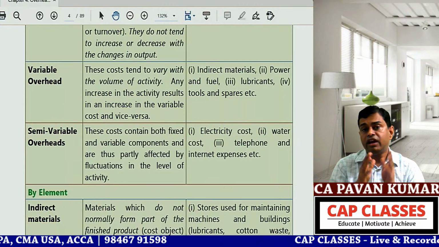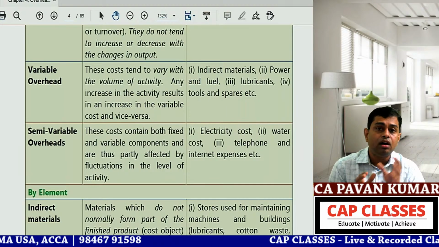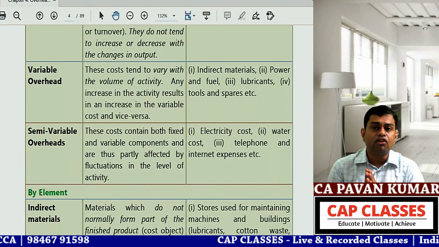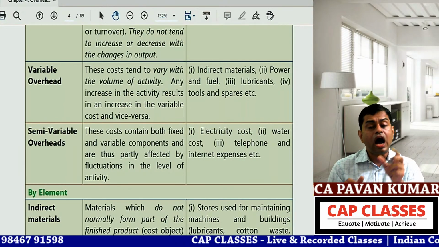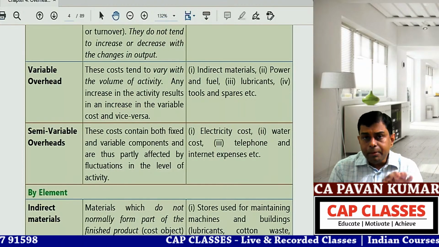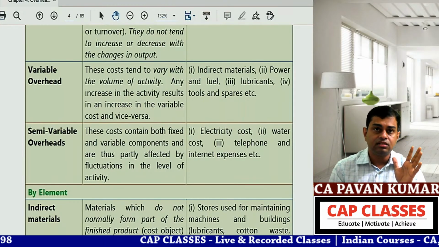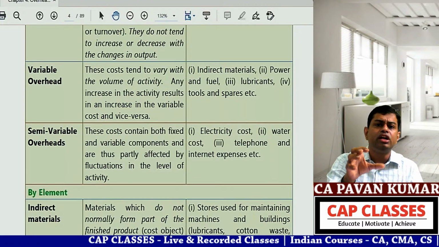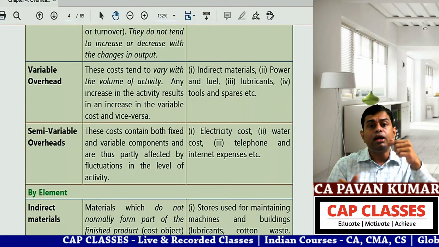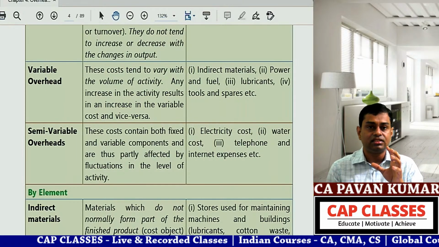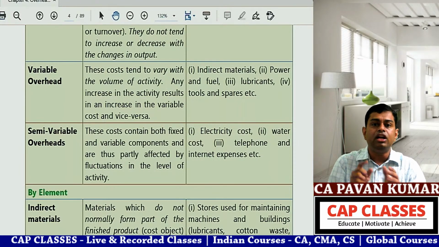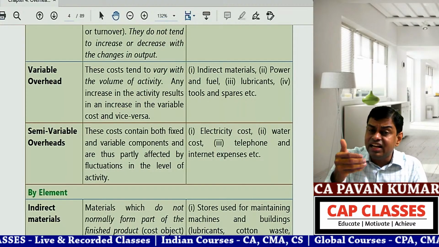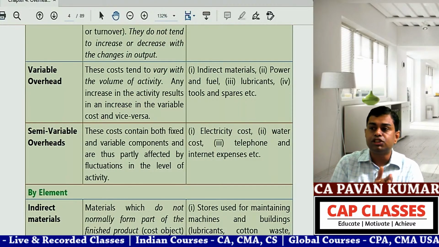Why? See, you have taken one electricity connection from the state government. So how will the billing be? Minimum, you have to pay 200 rupees. For that, they'll give you some 40 units or 30 units. Beyond that, per unit 8 rupees, something like this. So when you got the bill, you got an 872 rupees bill. In that 872 rupees, one component is fixed, one component is variable.